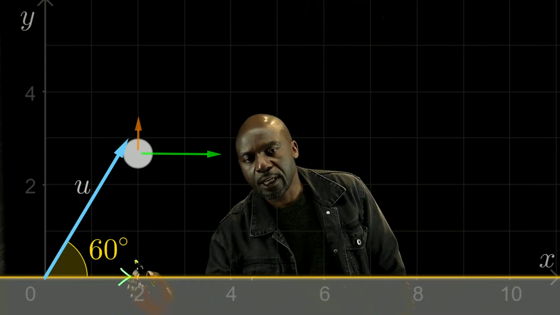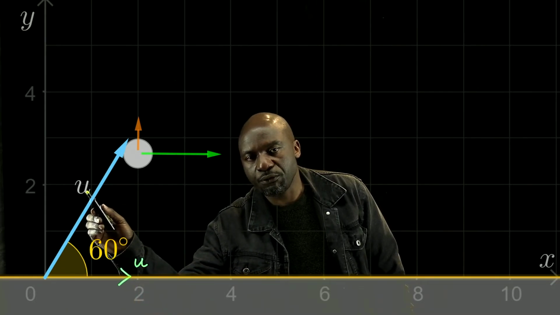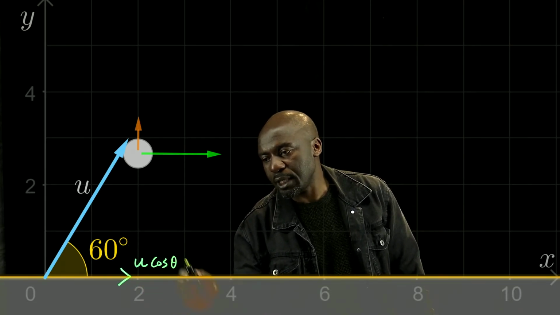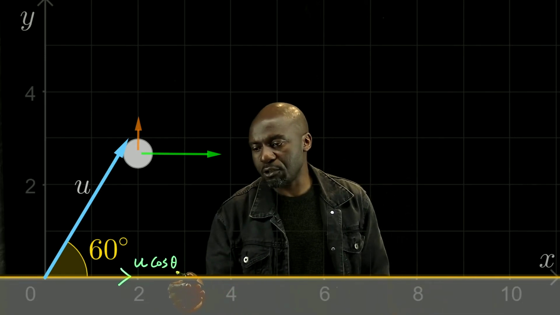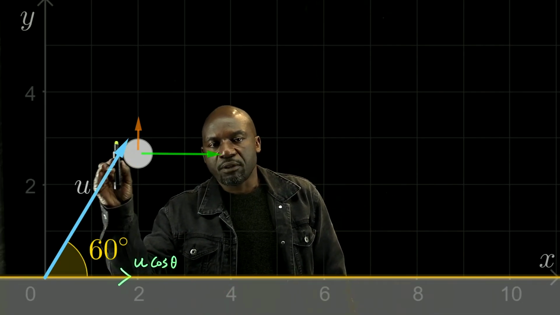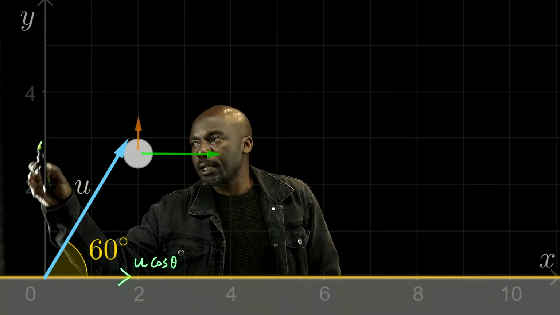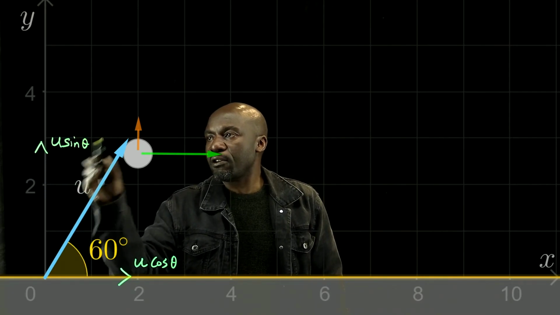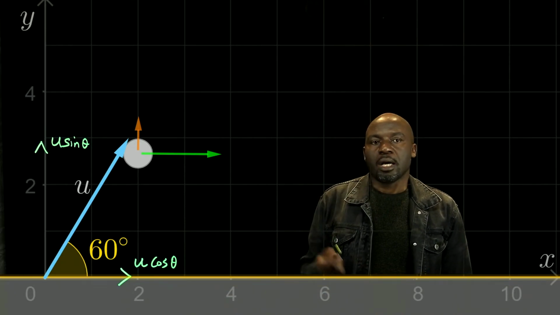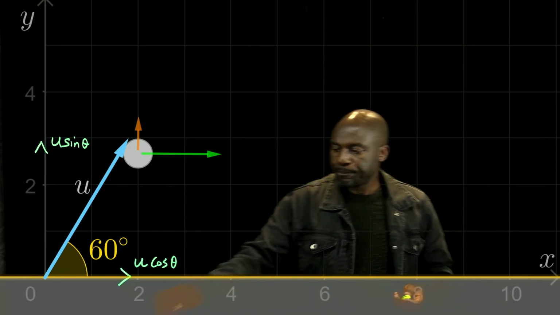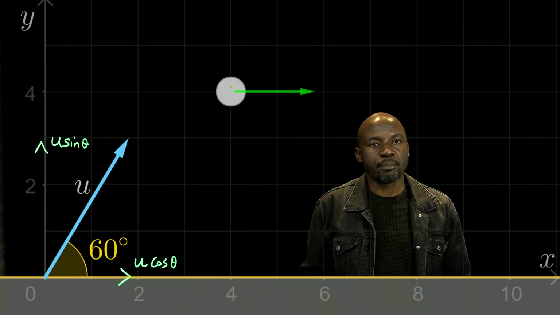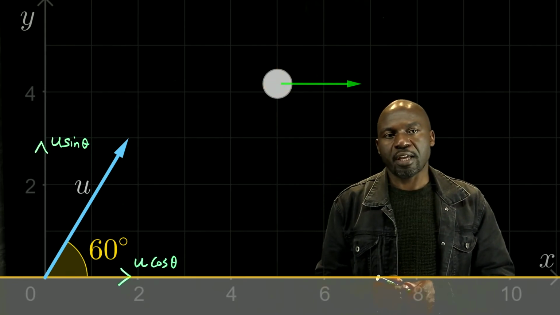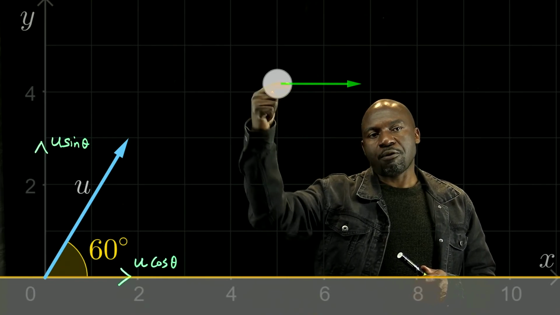This horizontal component is the u, this velocity of projection, multiplied by the cosine of the angle there, angle theta. In our case, that is 60 degrees. Angle is 60 degrees. The vertical component of the velocity is here, like that. All right? And so the component here is u multiplied by sine of 60 degrees in our case. Okay? All right. When the object reaches maximum height, when this object reaches its maximum height there, then we no longer have that vertical component.